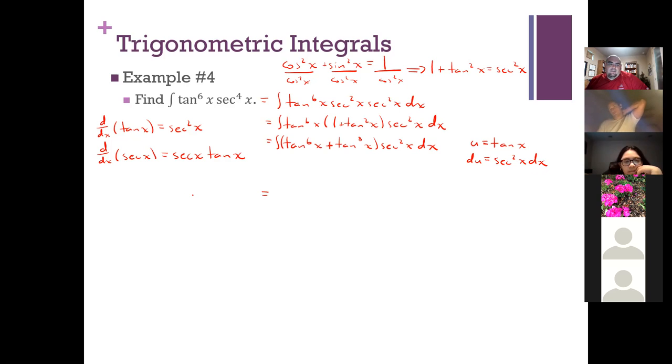So through u substitution, we're going to get the integral of u to the 6th plus u to the 8th. This whole thing becomes du. And transforming, or trading, two powers of tangent for two powers of secant was absolutely the most effective way to go there.